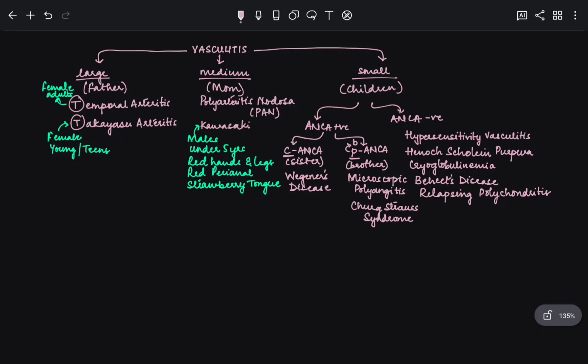So this is the whole classification of vasculitis. I hope this trick was helpful in memorizing this concept.